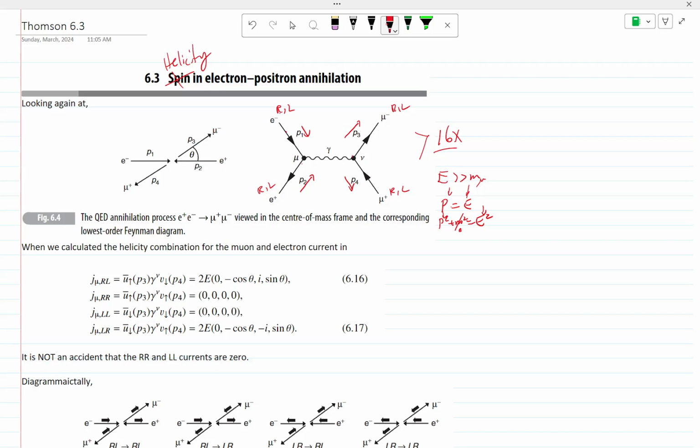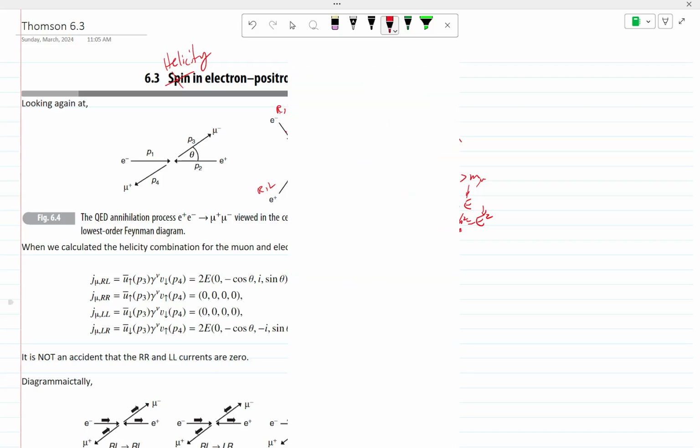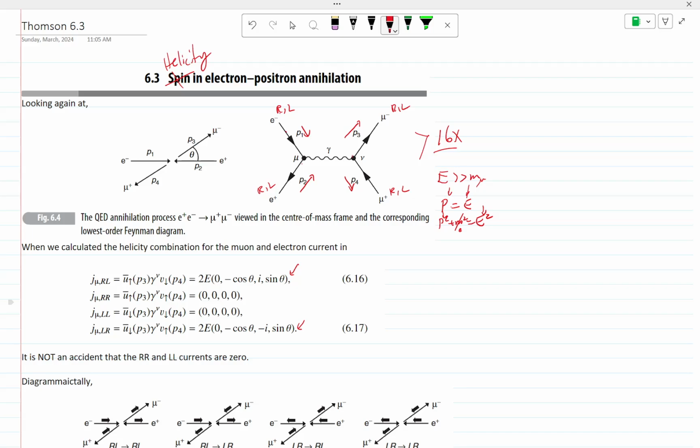Using this, we were able to calculate, using these spinors multiplied by a bunch of gamma matrices. There's actually a gamma 0 here also, because it's inside this adjoint. And then the antiparticle spinor. What happened is that when you do this, you end up with two helicity combinations that are non-zero. You have two that are zero, namely the right-right and the left-left. And this is an interesting thing, and you have the same thing for the electron.